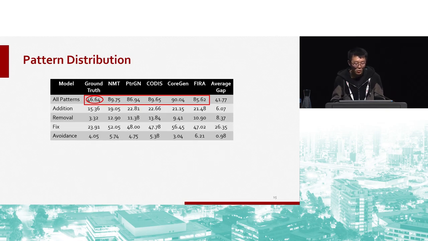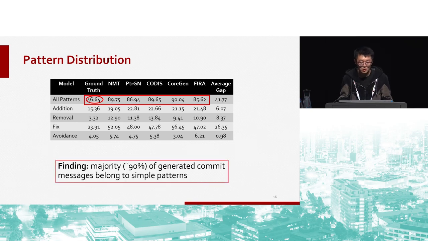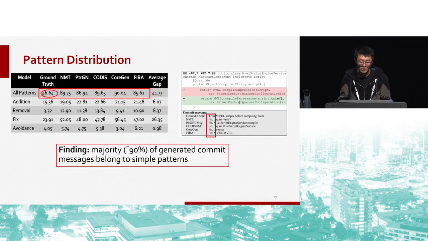In this table, we show the ratio of each pattern in the commit messages generated by each technique. We can observe that the majority of the generated commit messages belong to one of the four predefined patterns, which is about 90%. This figure is much higher than the ratio in the ground truth, which is only 46%. Here we also give an example.